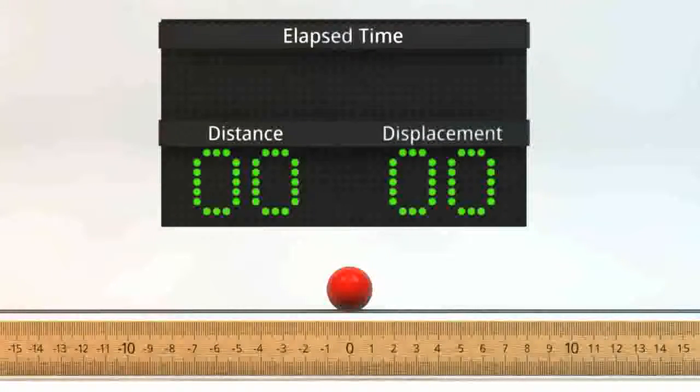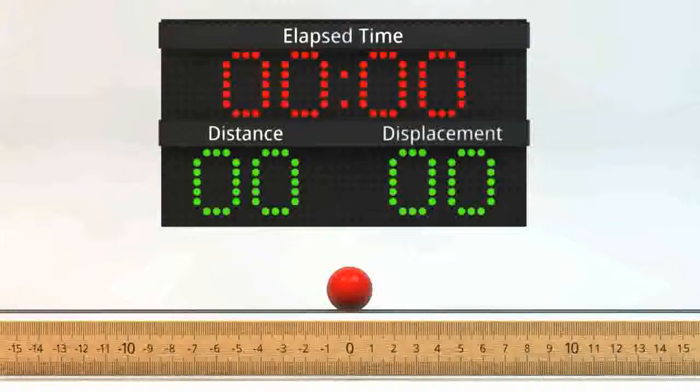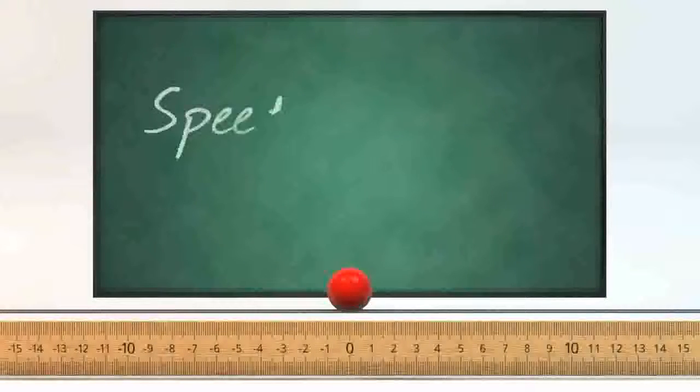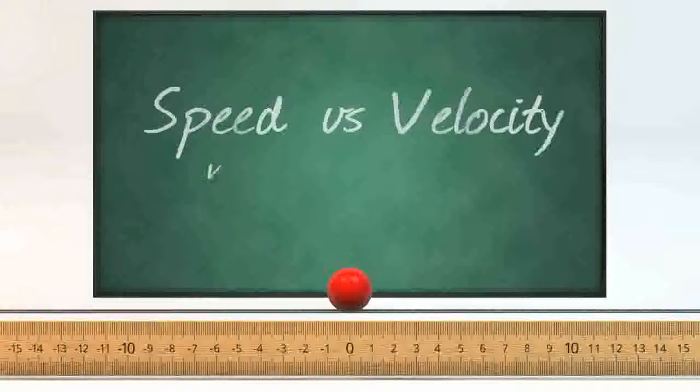If we want to change the position of the ball, time needs to pass. And with all this background theory, we can now look at the idea of velocity. In day-to-day life, you have probably heard people talk about the speed of an object rather than its velocity. But what's the difference?